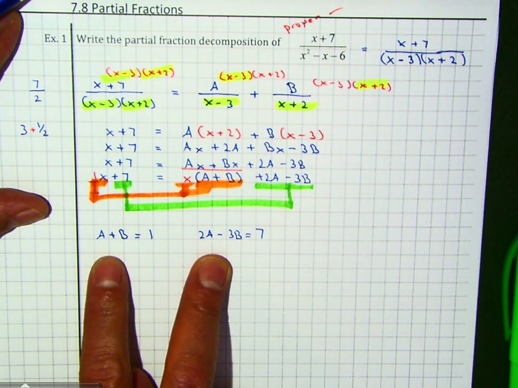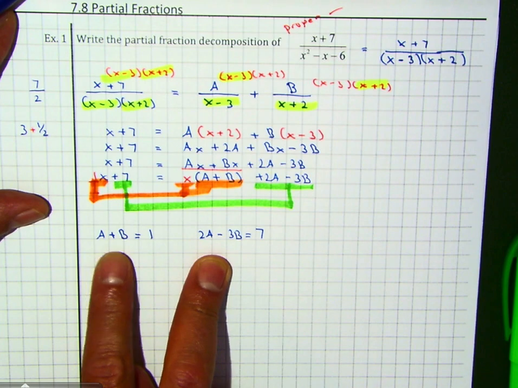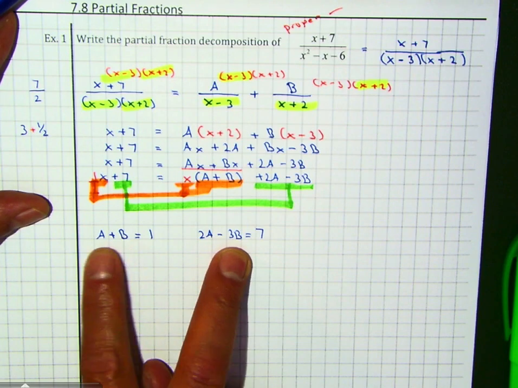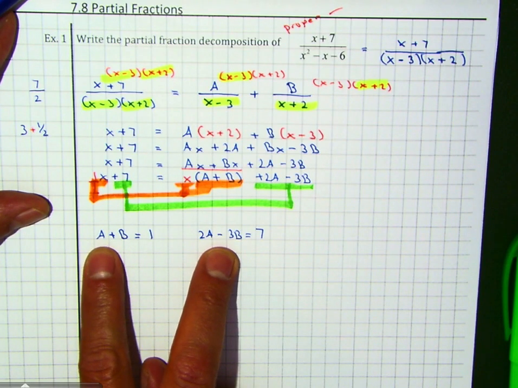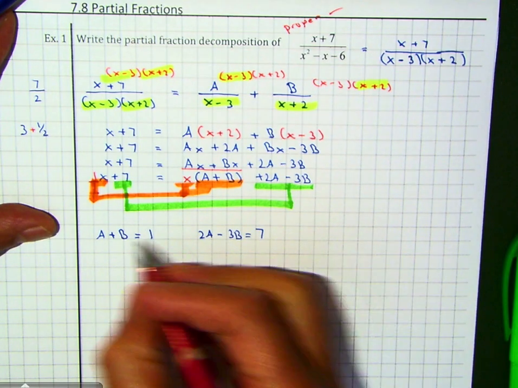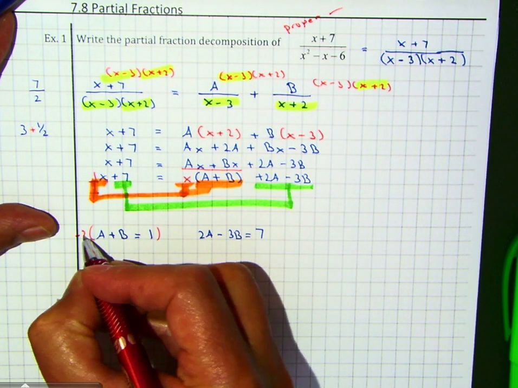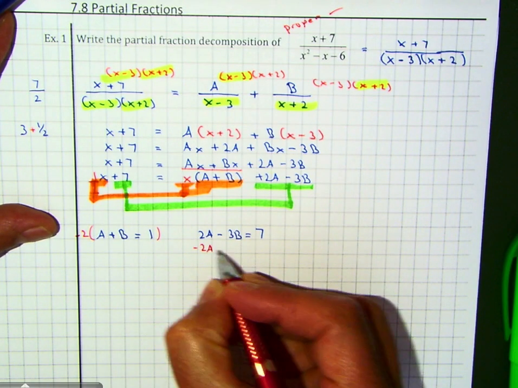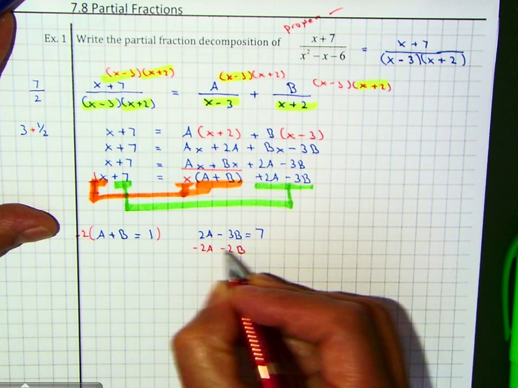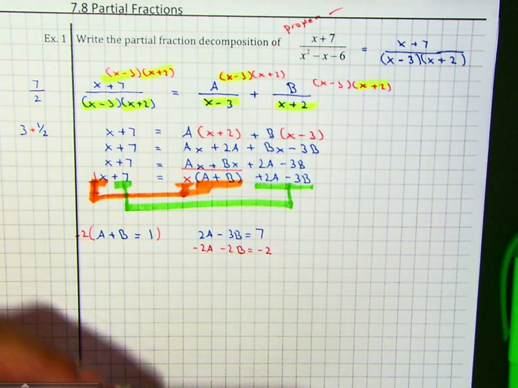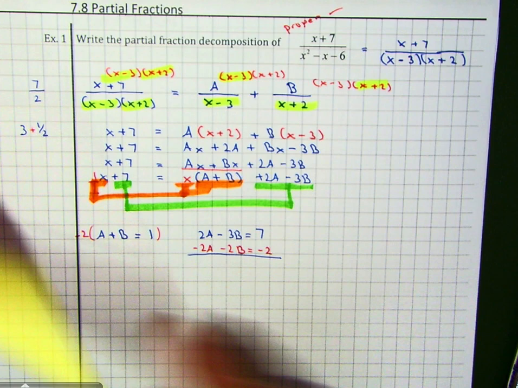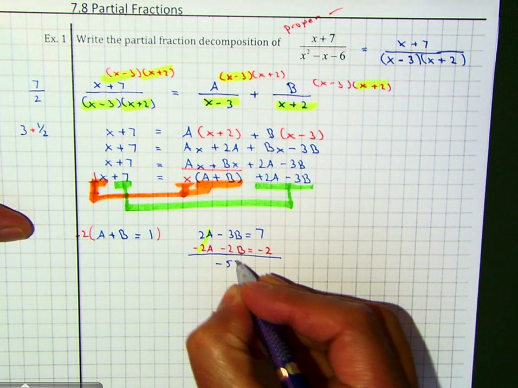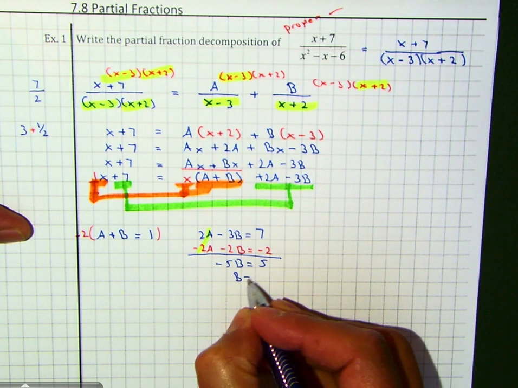But in this case, we have two equations. I need to be able to solve it. I need to make a decision. Do I want to cancel the a's or the b's? Let's cancel the a's. So therefore, I'm going to multiply this expression by -2. And let me rewrite it here. So it gives me -2a. So the a's cancel. -2b and -2. So therefore, my a's are gone. And I have -5b is equal to 5. So therefore, b equals -1.